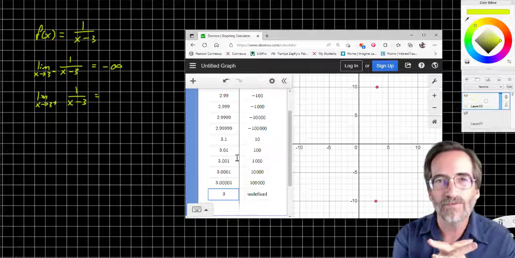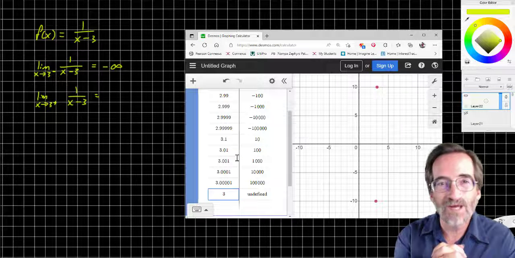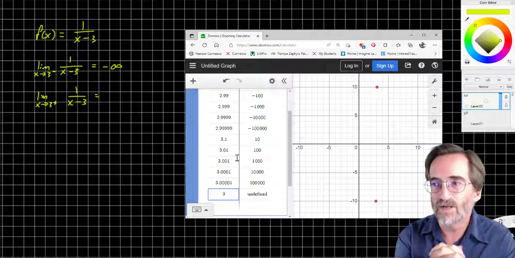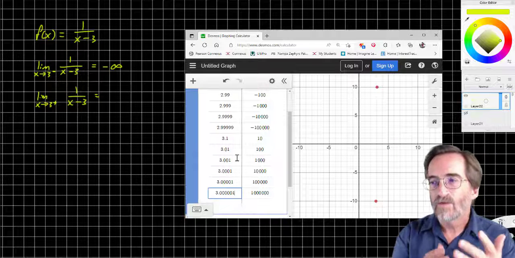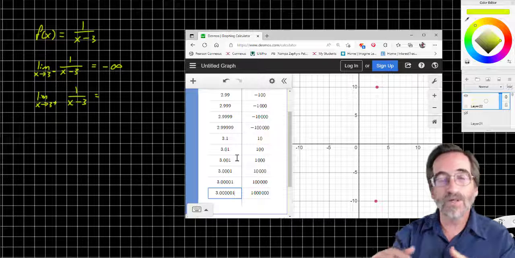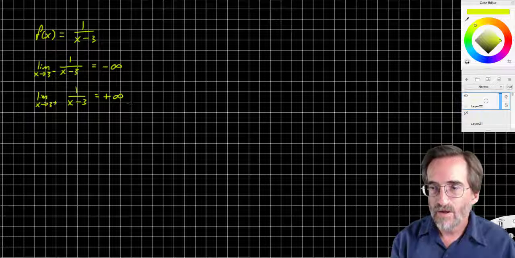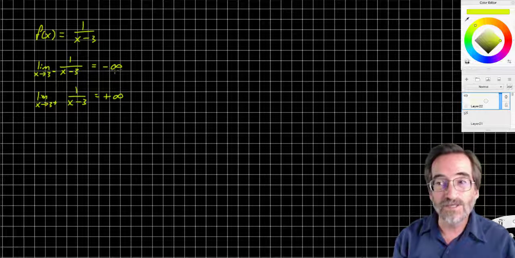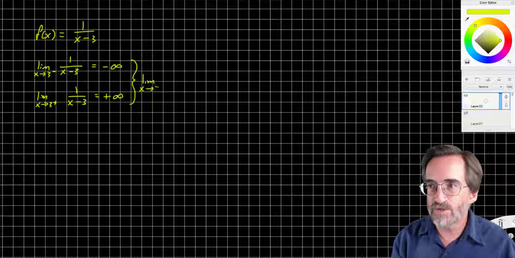Why? Think about it for a moment. Hopefully you answered that if I put in 3, the denominator becomes 0, and we cannot divide by 0. So the function is undefined. Once again, 3.000001, this number seems to be growing, but it's growing in the positive direction. It's growing to positive infinity. And so since both limits are different, one goes off to negative infinity, one goes off to positive infinity, we would say the two-sided limit, as x approaches 3 from both sides of 1 over x minus 3, does not exist.